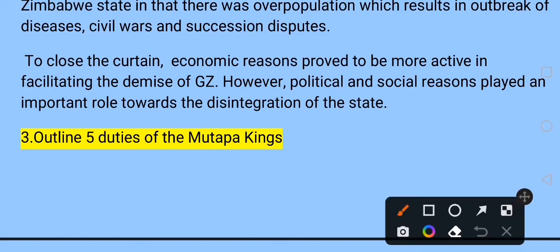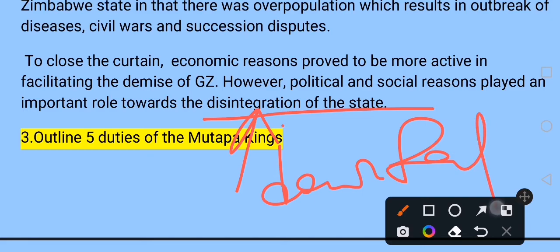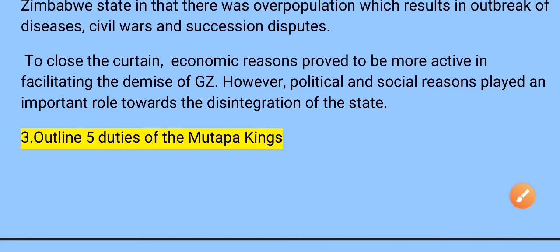Okay, ida konkluda to close the curtain, economic reasons proved to be more active. So unongo konkluda kuti inini pandanyora nyaya yangu apa ndaona kuti my economic reason they proved to be more active in facilitating the demise of Great Zimbabwe. However, my political war nema social war reasons they played an important role toward the disintegration of Great Zimbabwe. And I said disintegration, it means downfall, it means decline, it means demise. Anditika, I hope you are assisted on Great Zimbabwe.